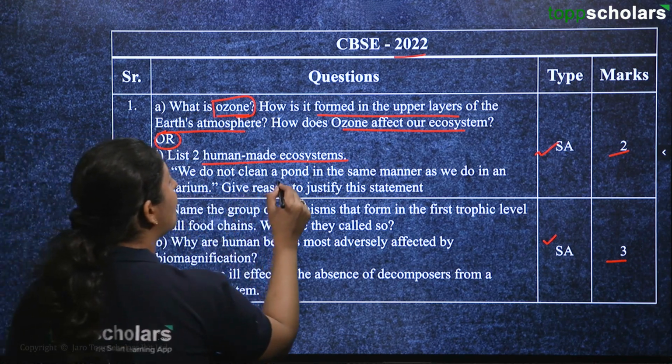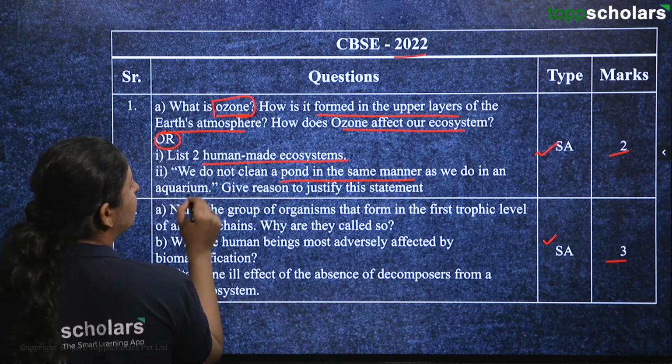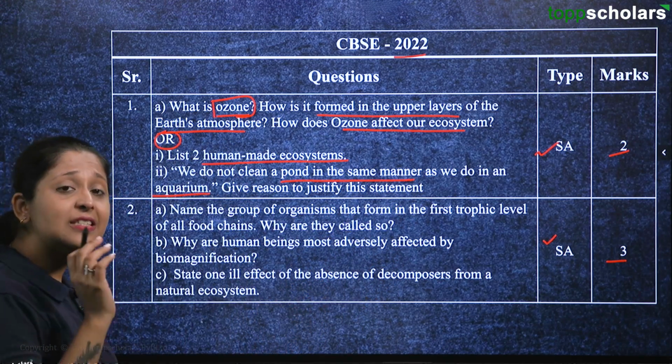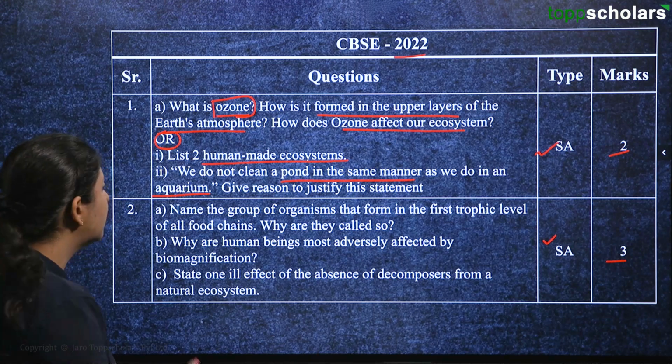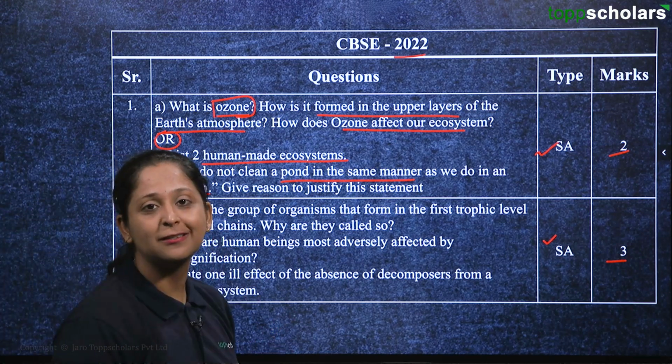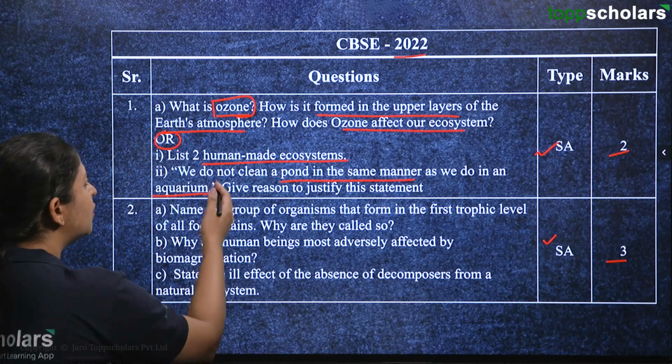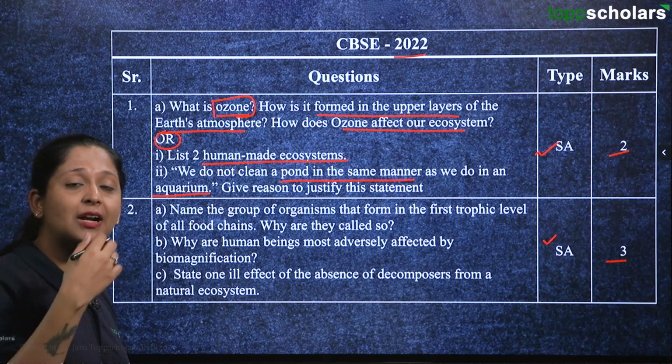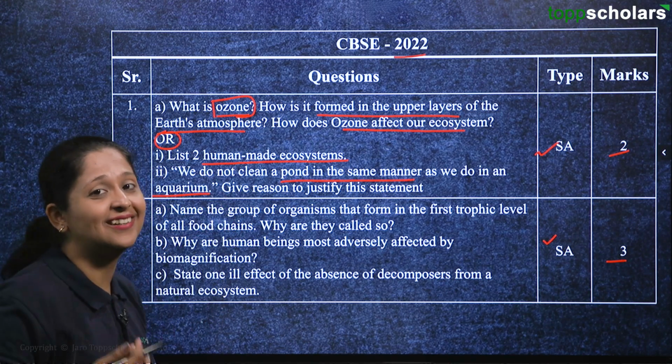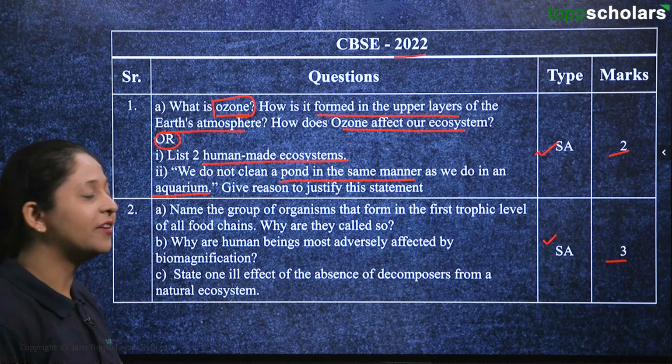We do not clean a pond in the same manner as we do in an ecosystem. This is a statement which is given in your textbook. You have to give the reason to justify the statement here. Okay. So students, you can see that multiple topics, multiple concepts are getting repeated here again and again. Always try to find a pattern here.